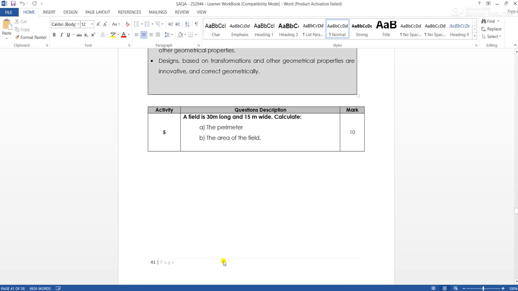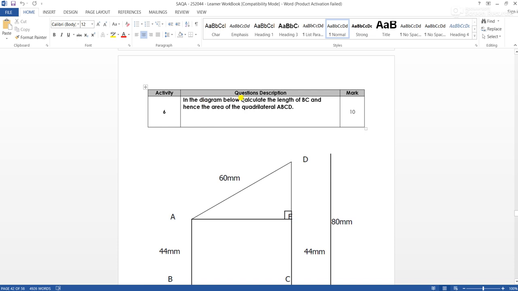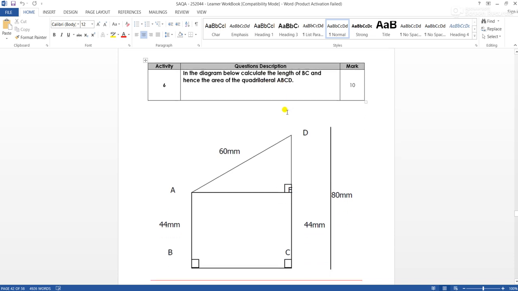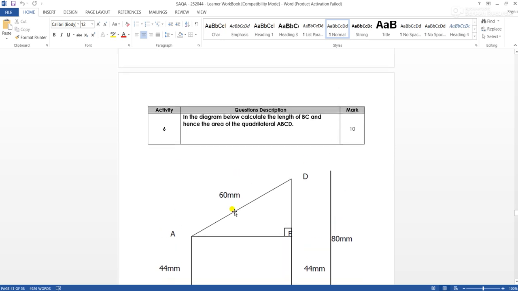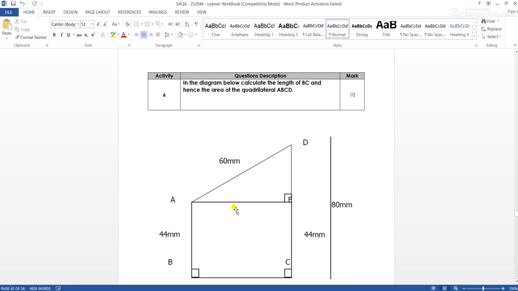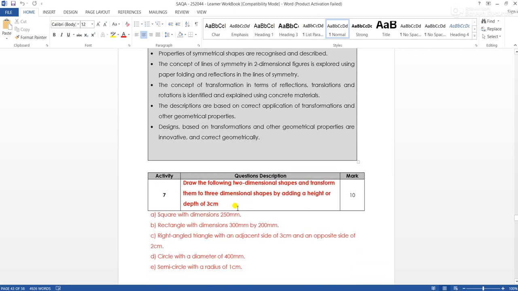Section 3, a field is 30 meters long and 50 meters wide. Calculate the perimeter and the area of the field. You know that for the perimeter, you need to add all the sides, and for the area of the field, you need to multiply your length and breadth. So in activity 6, in the diagram below, calculate the length of BC, hence the area of quadrilateral ABCD. You need to calculate the length of BC. You know how to calculate the length. This is how you should go about it.